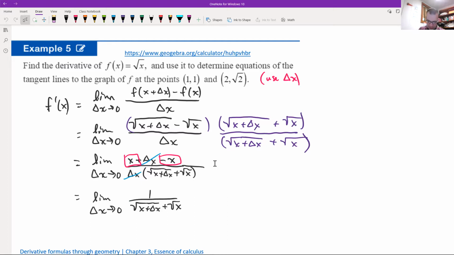And we get to plug in 0 for delta x so that we just have 1 over the square root of x plus the square root of x, which is better known as 1 over 2 times the square root of x. And that is our derivative function.